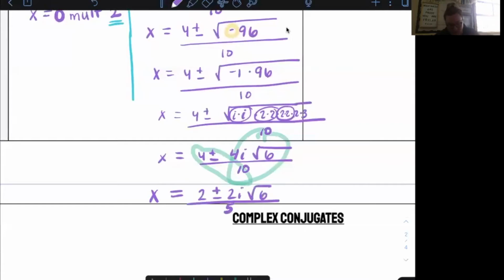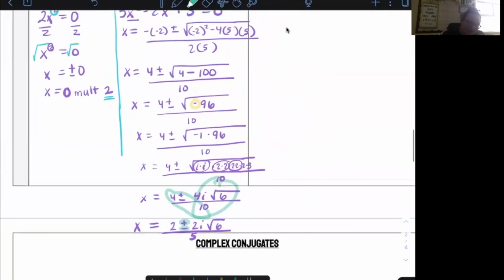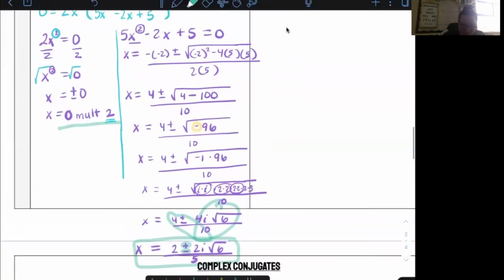Wow. And notice how many imaginary solutions do I have here? I actually have 2. I have 2 plus 2i root 6, and I have 2 minus 2i root 6 over 5. So we found our other 2 answers. We have x equals 0, multiplicity 2, and then we have these 2 imaginary solutions as well.